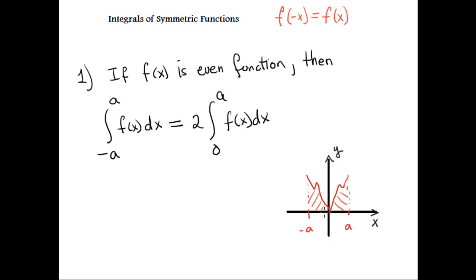Remember the interpretation: the definite integral is the area under the curve. Suppose I want to find the integral between negative a and positive a. This area is equal to this area. So it is twice, 2 times multiplication, the integral from 0 to a. And this is relatively easy. Let's see an example after to understand the importance of this property.